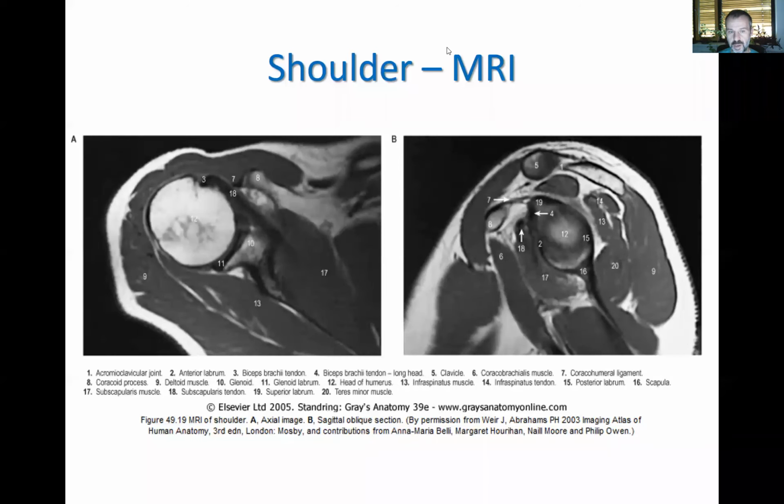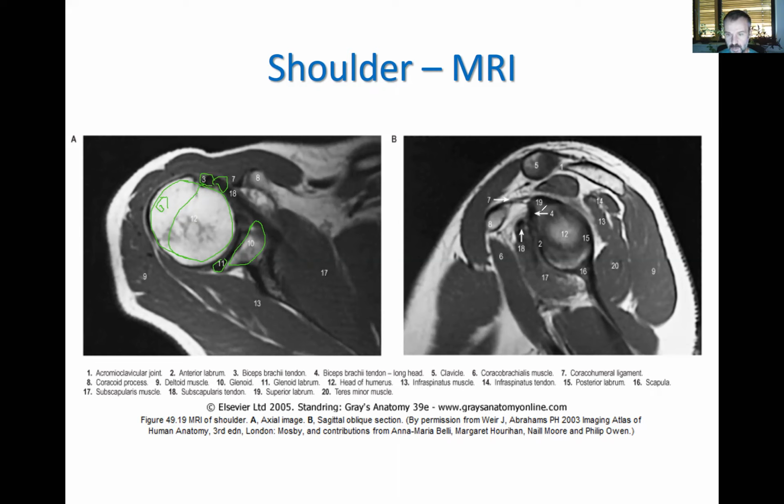And MRI showing here the humeral head, which is here. This is the articular part, and the greater tubercle then here. And then structures which are close to the joint. That means this is the glenoid cavity. The articular cavity is in between. So we can see even the labrum here and on the other side. And this is the tendon of the long head of biceps brachii muscle.